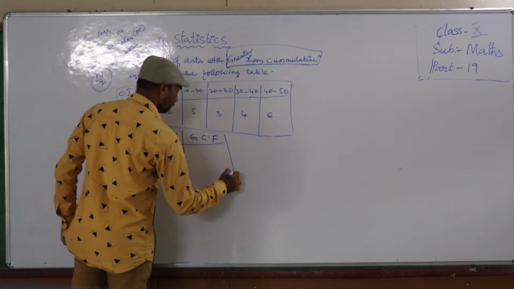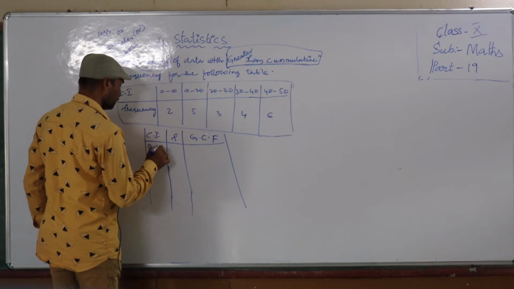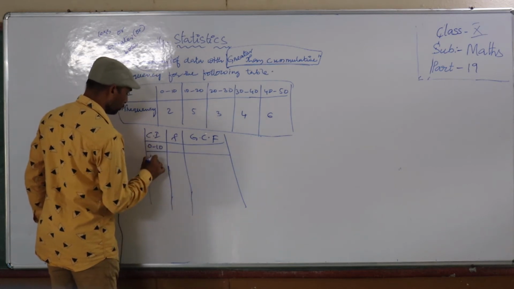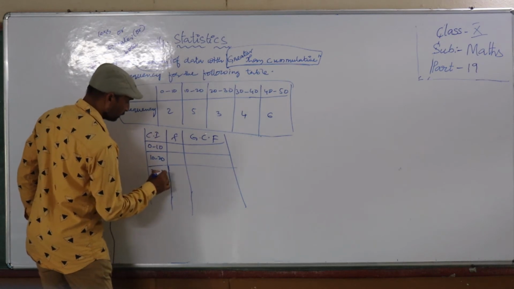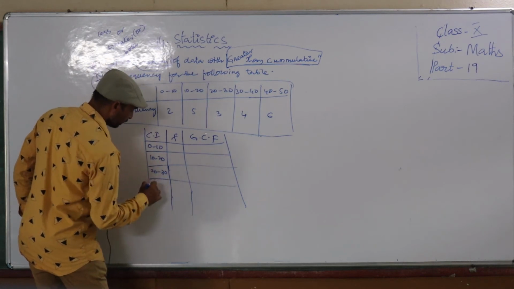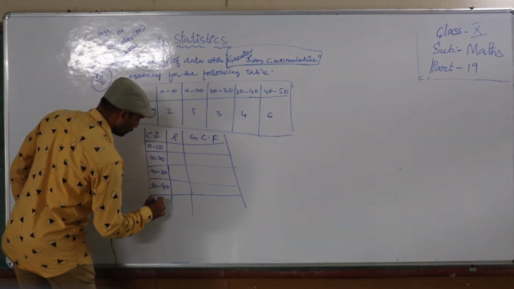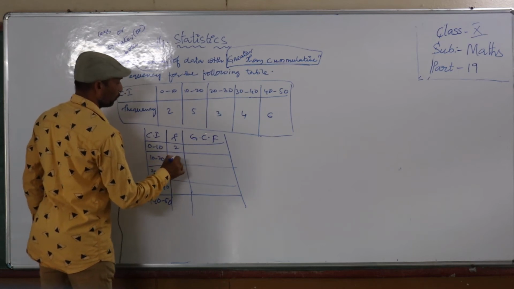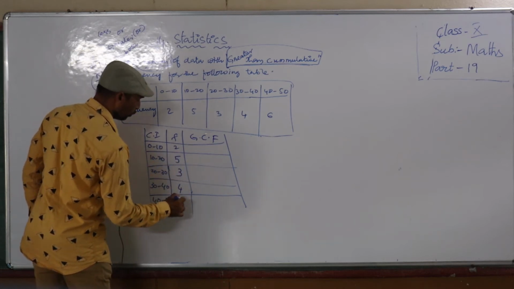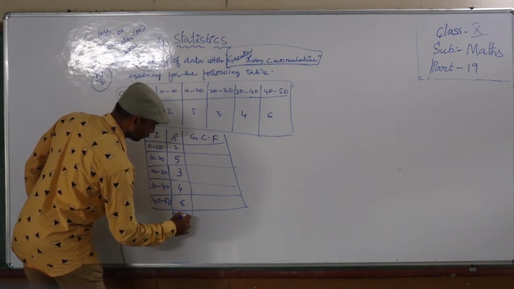So here, 0 to 10, 10 to 20, 20 to 30, 30 to 40, 40 to 50. Then here the frequencies are 2, 5, 3, 4, 6. Then n value is 20.